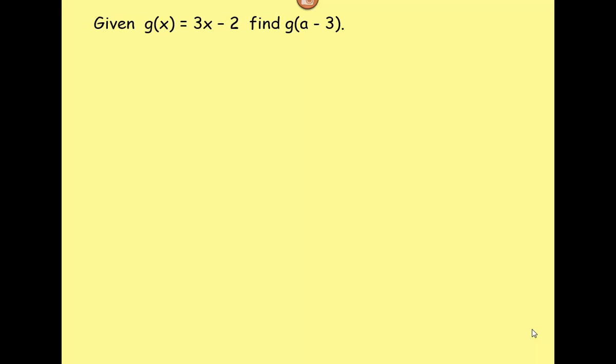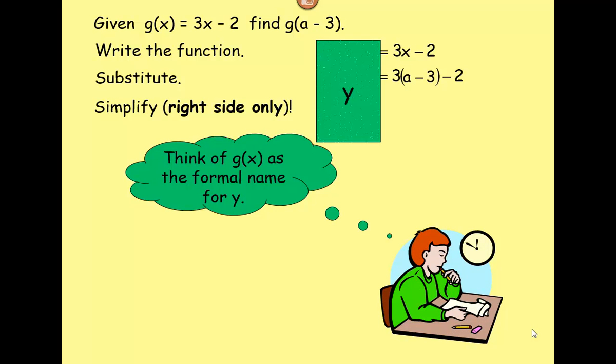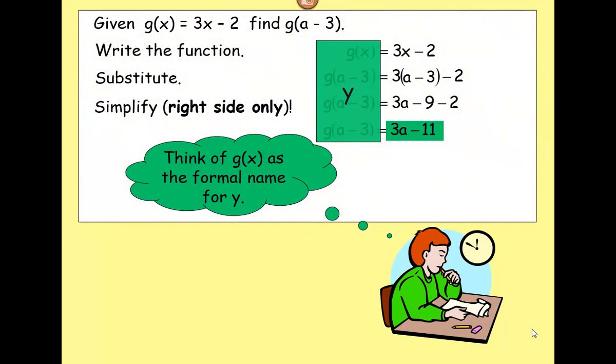How about if we substitute a variable instead of a number? Everything works the same. Rewrite your function. Anywhere you see x, just put parentheses. After that, plug in a minus 3 and simplify the right-hand side. The left-hand side is already done. So we use our distributive property. We combine 9 and 2, and we get 3a minus 11. g of a minus 3 is equal to 3a minus 11.